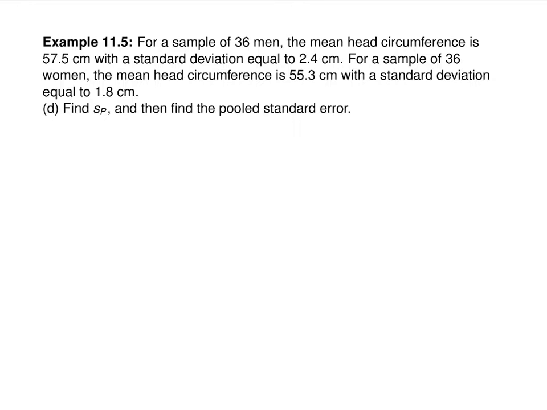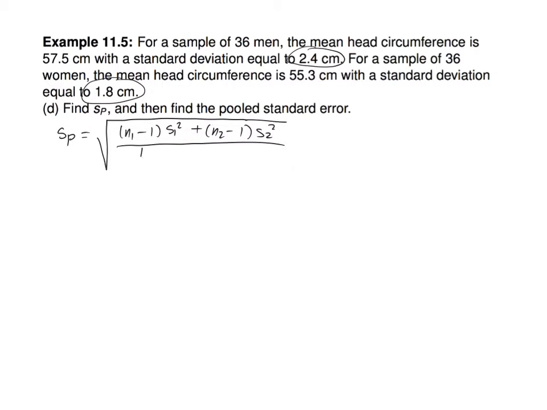All right, find SP and then find the pooled standard error. So this SP is just a formula one probably should write down. I don't have it memorized either. But you use this when your standard deviations are approximately equal. In this case, these numbers don't appear to be super close together, but let's just do this and see how different the interval is. So this is n1 minus 1, s1 squared, plus n2 minus 1, s2 squared, over n1 plus n2 minus 2.